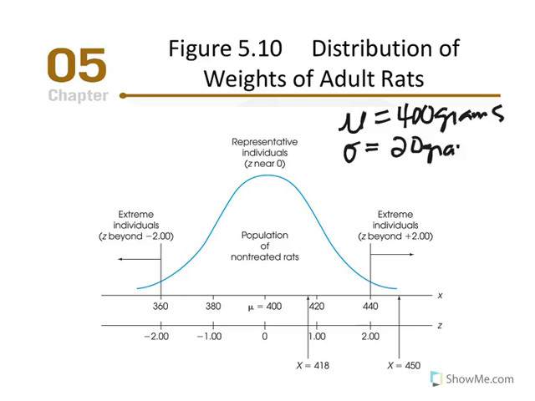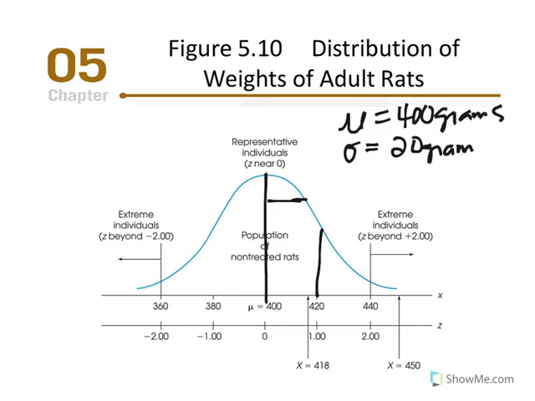So again, by definition, that says that the majority of adult rats weigh 400 grams, but there's variation in that weight, and these rats deviate from this average of 400 on average by 20 grams. So again, we're understanding that from the center here, if we were to go up 20 grams, that puts us at a score of 420, right?